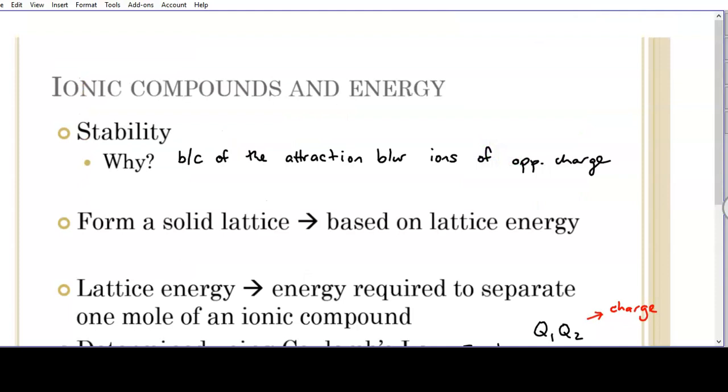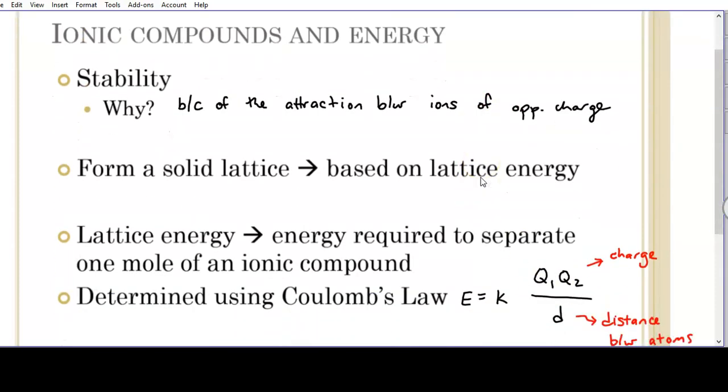Alright, so let's talk about ionic compounds and their energy. Ionic compounds are very stable, because the attraction between their ions of opposite charge makes them this way. Opposites attract. Negatives want to be near positives because in the end, most things want to be neutral. They form a solid lattice, which is based on something called lattice energy.